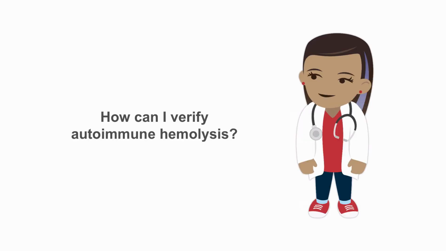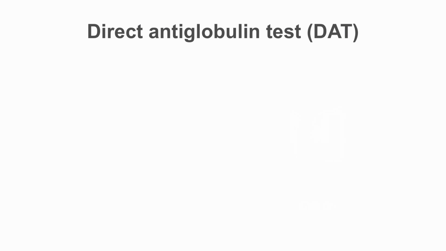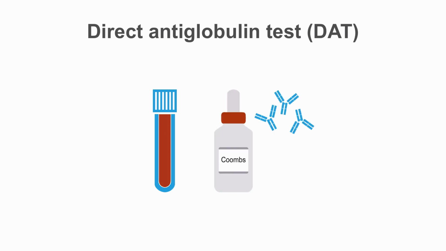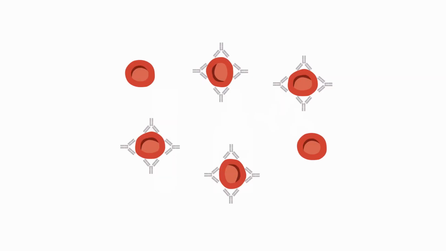So, how can I verify that the hemolysis I see is autoimmune? To determine whether the hemolysis is of autoimmune nature, the transfusion lab performs the direct antiglobulin test, DAT for short. To perform this test, you need the patient's RBCs and antibodies that bind to IgG antibodies, which are known as antiglobulin antibodies or Coombs serum. Basically, you want to verify that the patient's red blood cells have already been attacked by antibodies that cause hemolysis. In order to do this, you mix the patient's RBCs with the antiglobulin antibodies and incubate them.